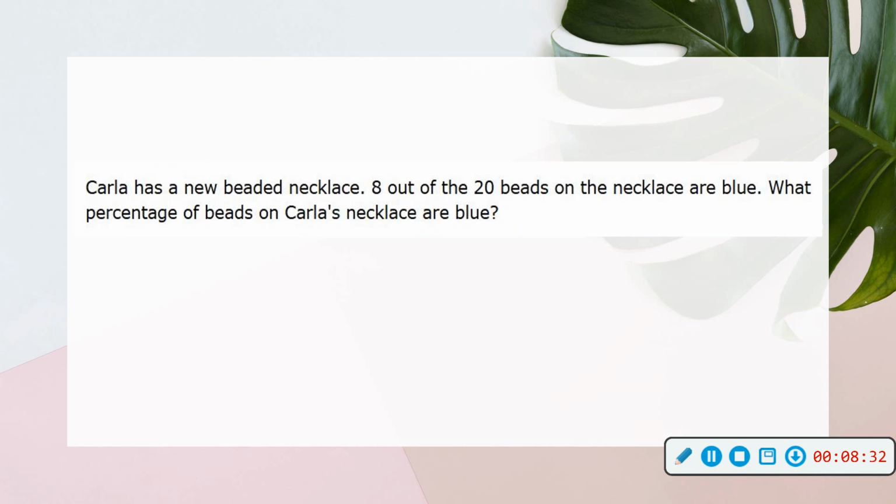Carla has a new beaded necklace. 8 out of the 20 beads on the necklace are blue. What percentage? So we already know we're looking for my percentage of the beads on Carla's necklace that are blue. So first, let's write down my formula. Part over whole, percent over 100. Okay? Again, I'm looking for my percent, so that'll be my X over my 100. And we know that 8 out of 20.